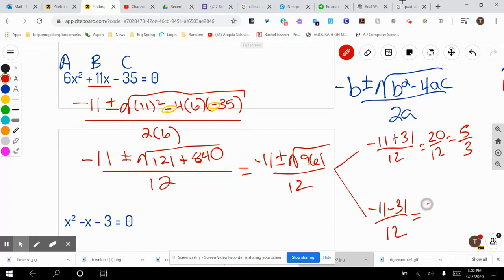This one would be negative 42 over 12. So that would be simplified to, I think I can divide each by 3, right? So negative 14 over 4, which would go again to negative 7 over 2. Okay, so there should be my two answers right there. Okay, so that's the first example.